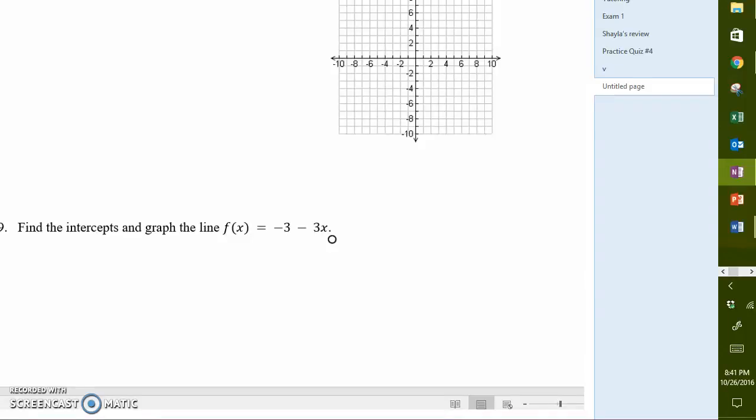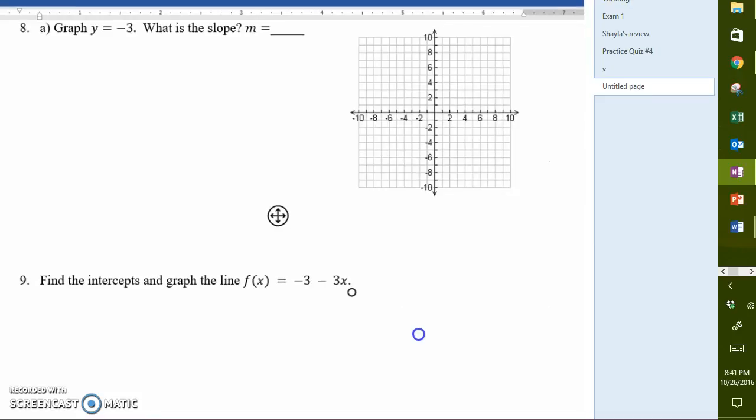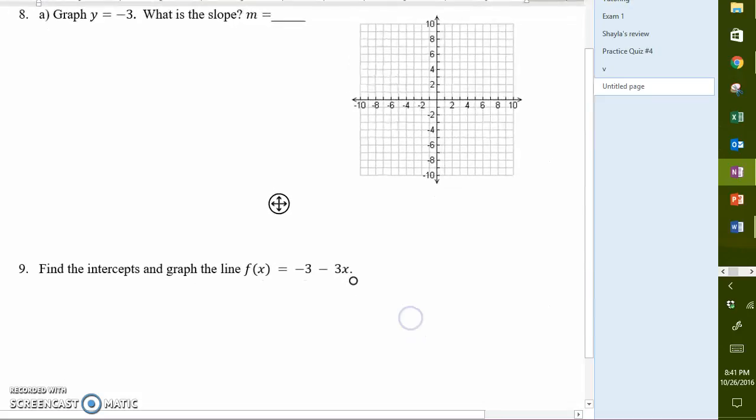This is the Part 2 review for Test 5, and in this review we are going to look at a few more problems, maybe 2 more problems. The first is graph y equals -3 and define what the slope is.